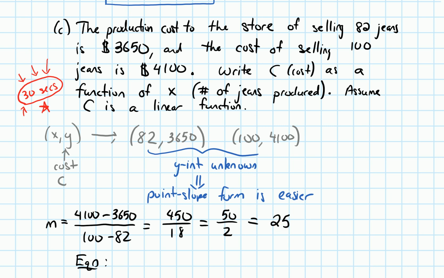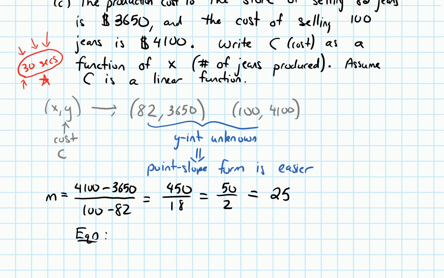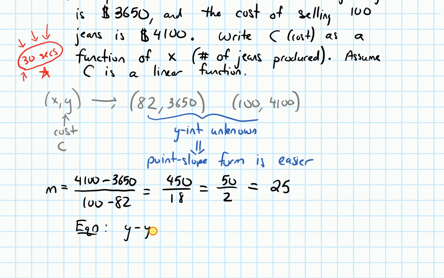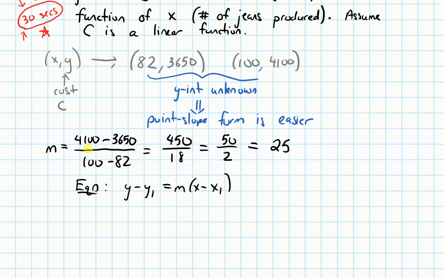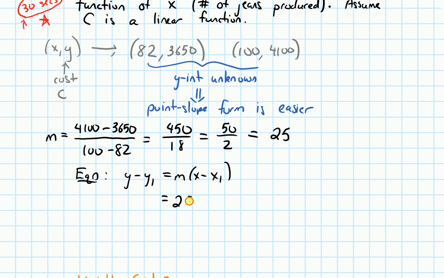So that's my slope. And now I can go ahead and write down the equation in point-slope form, which is y minus y1 equals m times x minus x1. And I know what the slope is, so I know I'm going to plug in 25 for the m. And for x1, y1, I get to choose either of these 2 points. So for the sake of algebra, I think the second point seems easier, because 100 seems a whole lot easier to work with than 82. And same thing even with 4,100. It just has more zeros. So y minus 4,100, and then I get x minus 100 in here.